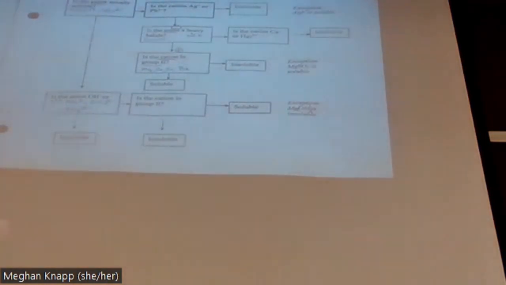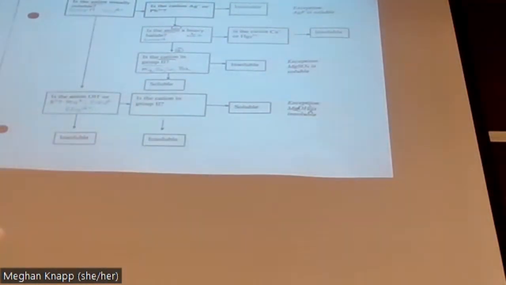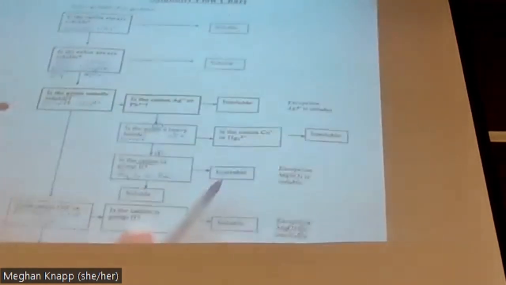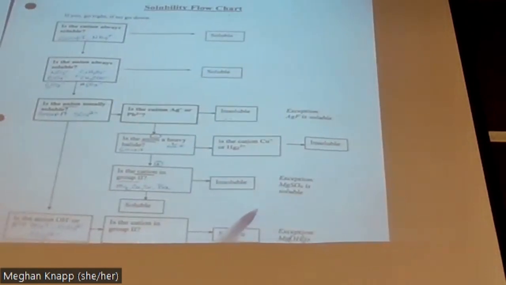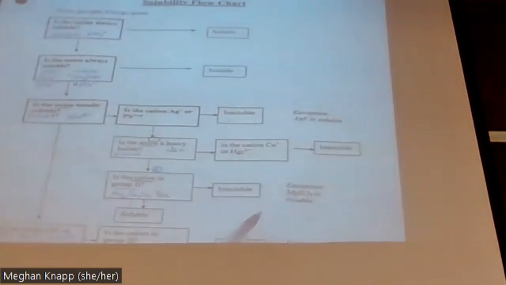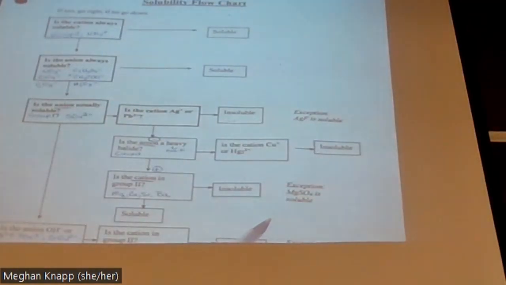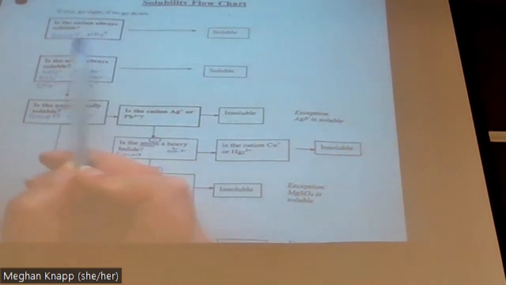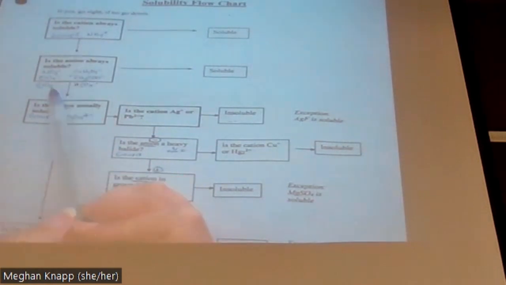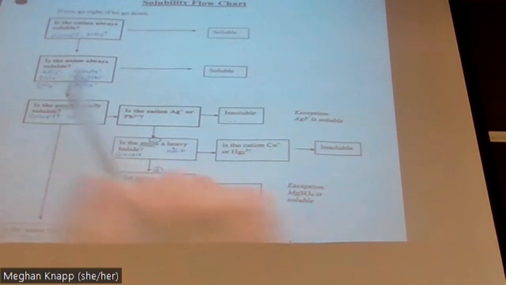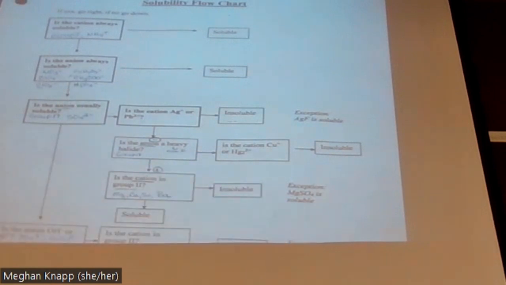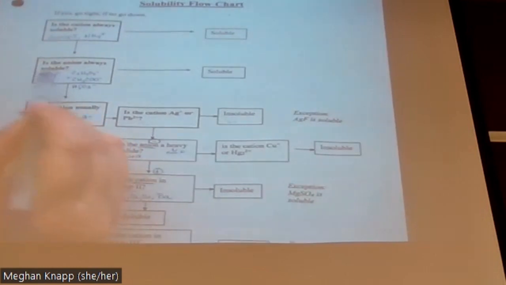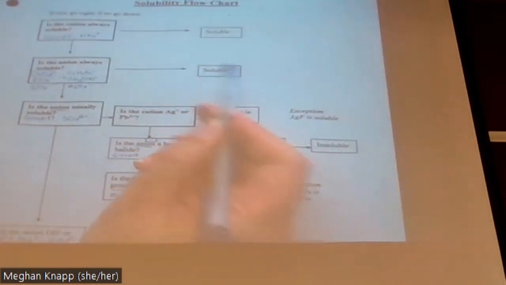Starting with, on the board here, let's do the one at the top, barium nitrate. Is that going to be aqueous or is it going to turn into a solid? So we start at the top. Is the cation always soluble? So is barium in group 1 or is it ammonium? No, so we're going to go down. Is the anion always soluble? Yeah, because it's nitrate. In this box here, nitrate is the always soluble one. So since it's yes, that's soluble.